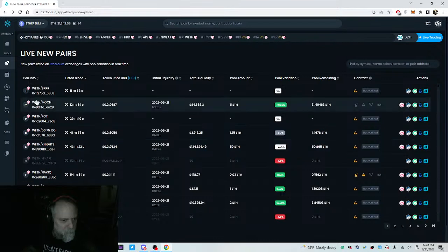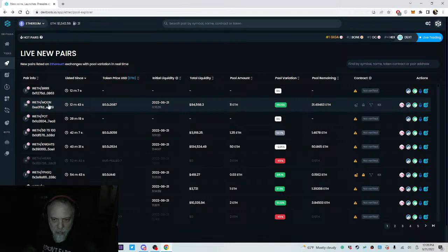Here's another one, Moon. There's that name, Moon. I do not like it. Every time I see it, it's usually a pull. They started out with 11 ether, and they've got 20 ether. Wow, and this one started 12 minutes and 45 seconds ago.